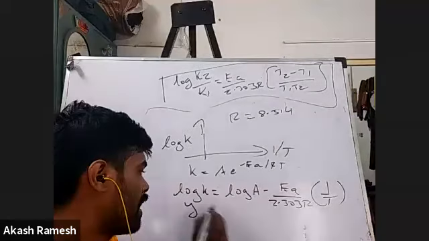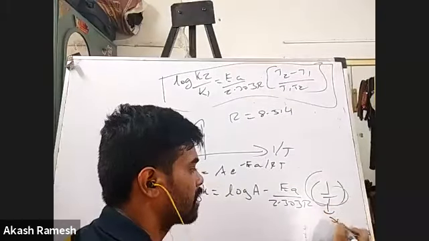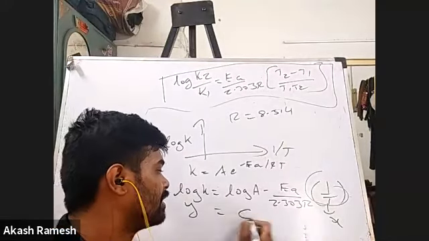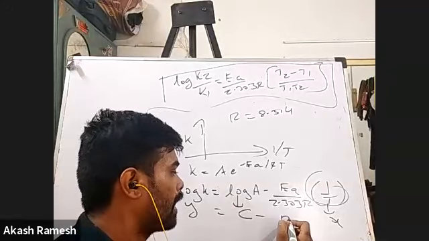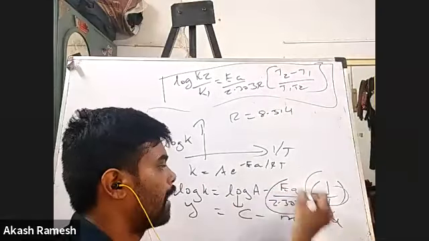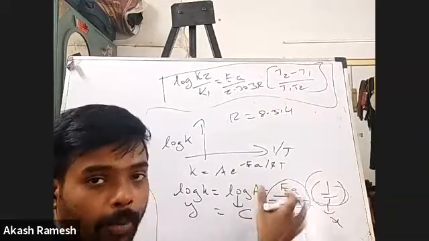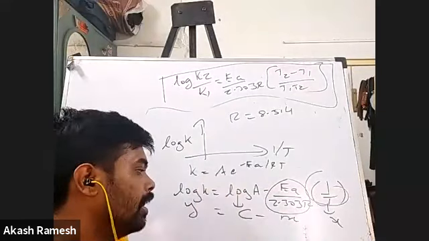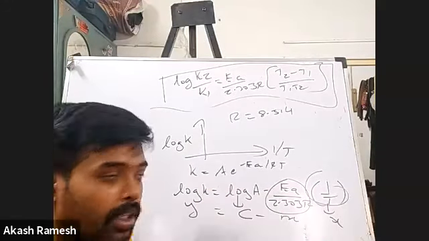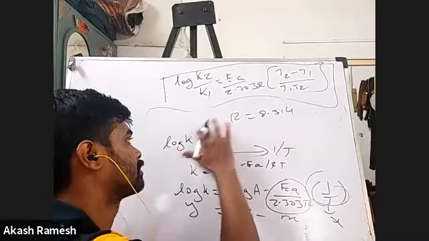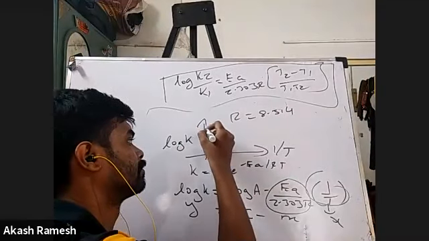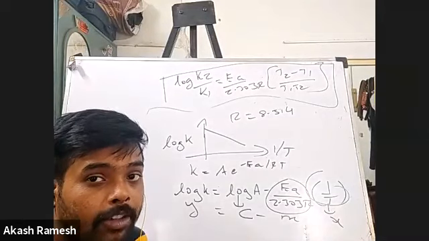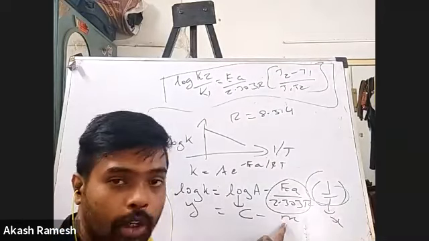So this is my y-axis and this is my x-axis. This is y is equal to C minus M into X. So this is my minus M, this is my slope. EA by 2.303 R would have been my slope, and I would have had some intercept also with a negative slope. So the graph would have been like this. Y is equal to mx plus c. Here I have a negative slope, right?